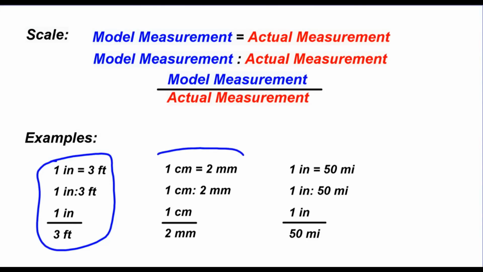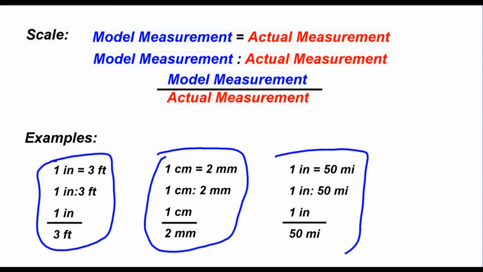Or 1 centimeter equals 2 millimeters, 1 centimeter to 2 millimeters, 1 centimeter over 2 millimeters. Or maybe on a map scale, we would see 1 inch equals 50 miles, or 1 inch to 50 miles, or 1 inch over 50 miles. So those are our scales.